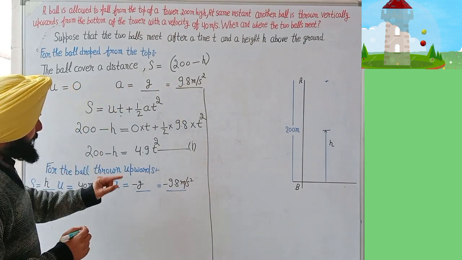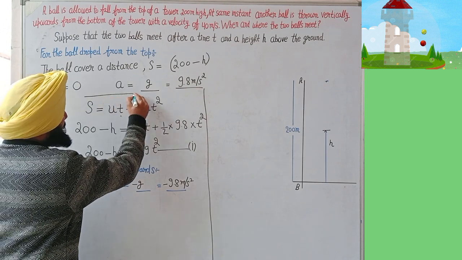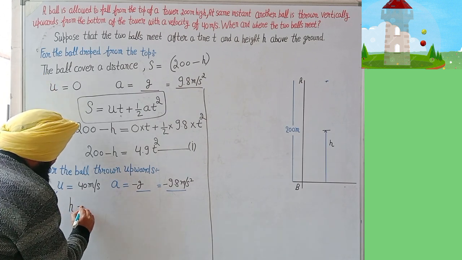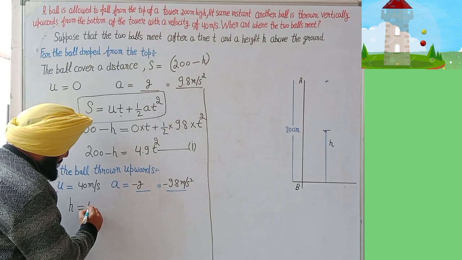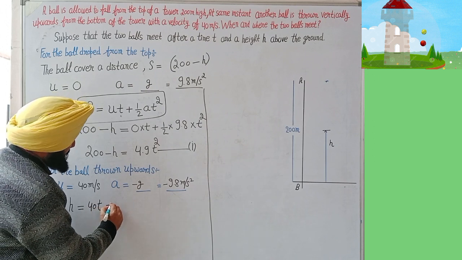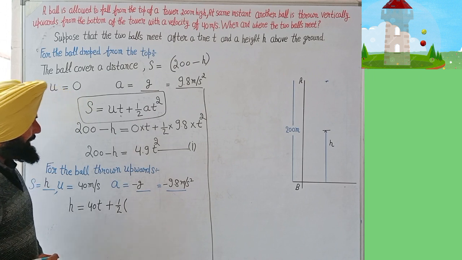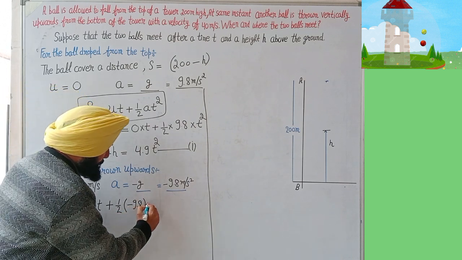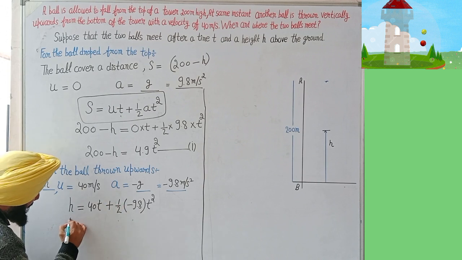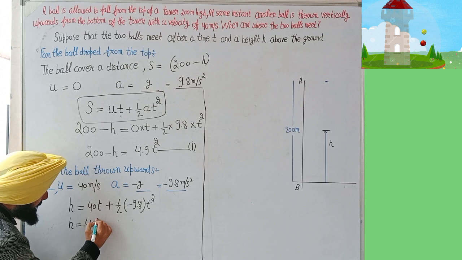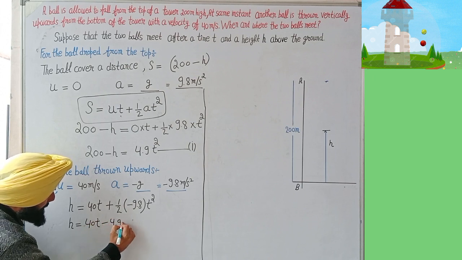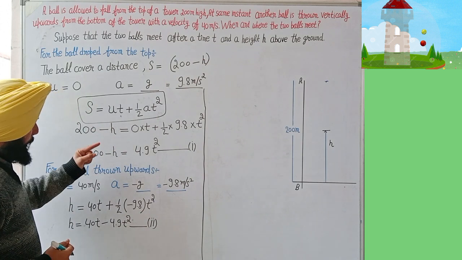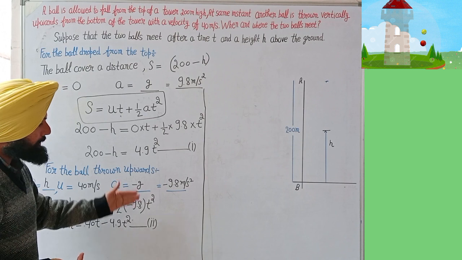Now, substitute the values again in the position time relation. What do we get? S, that is height, equals initial velocity 40 meter per second, 40t, plus half, and the acceleration is negative 9.8 meter per second square, multiplied by t square. Now, this becomes h equals 40t minus 4.9 t square. I consider it equation number 2. Now, adding equation 1 and 2, let us see what we get.